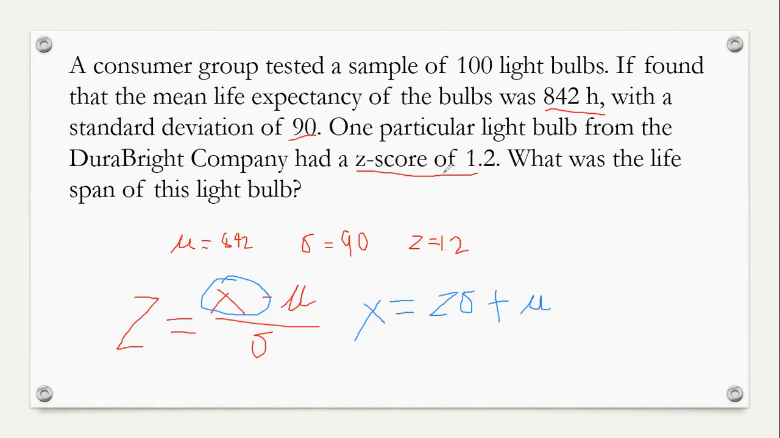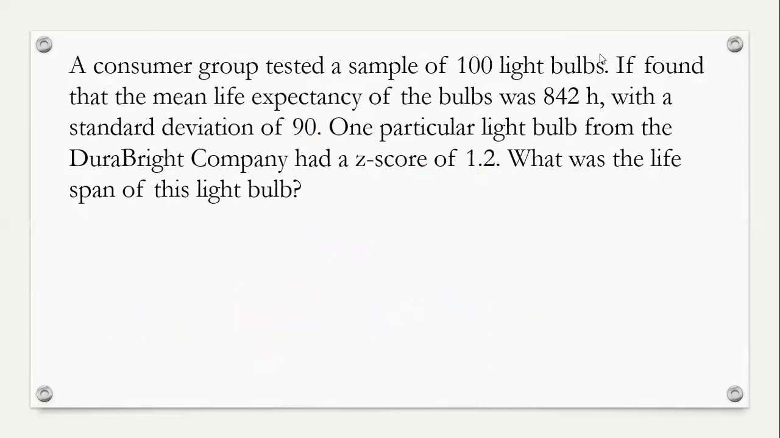So therefore, to answer this question, what was the lifespan of this light bulb? Ano po ang magiging sagot natin? 1,900. Ilan? Magiging 950 po. Tama? Nakuha din ba nung iba? Yan, di ba magiging siyang 1.2 times 90, then plus 842. Nagkakaintindihan tayo sa problem? O, ganun lang kadali ha. Yung second module, gagamitin lang yung z-score formula natin.